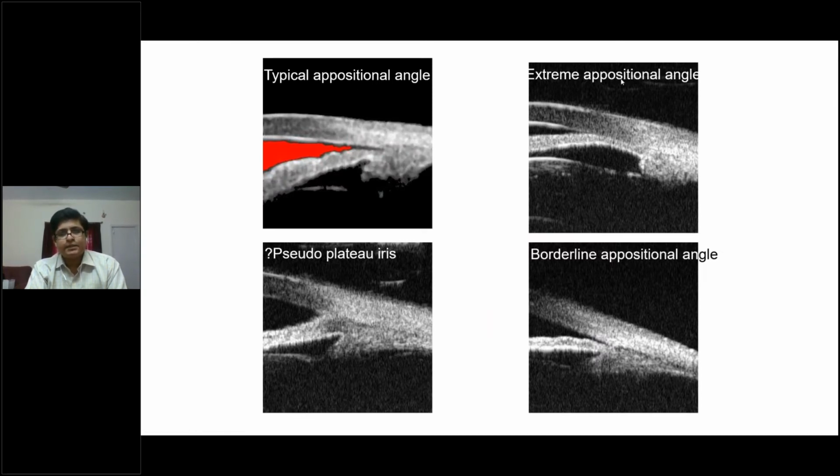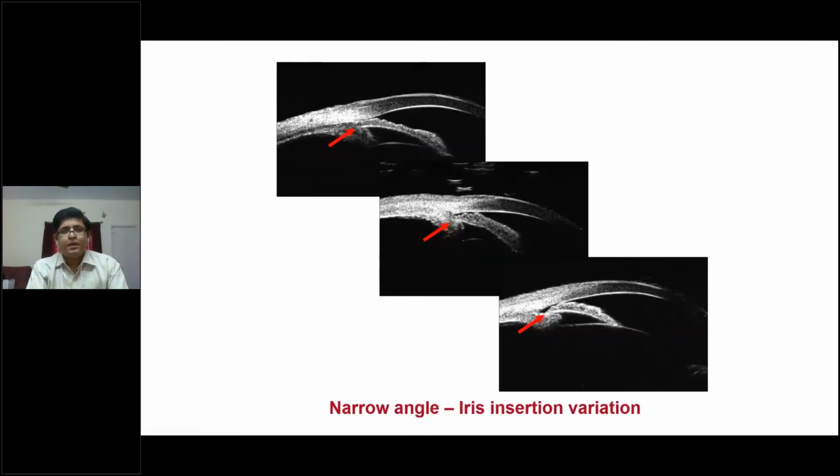There are oppositional angles, extreme oppositional angles. There are pseudoplateau iris where you don't have the typical rotation of the ciliary body anteriorly, and of course some of the borderline angles which we have to follow up. And we also found some iris insertion variations.